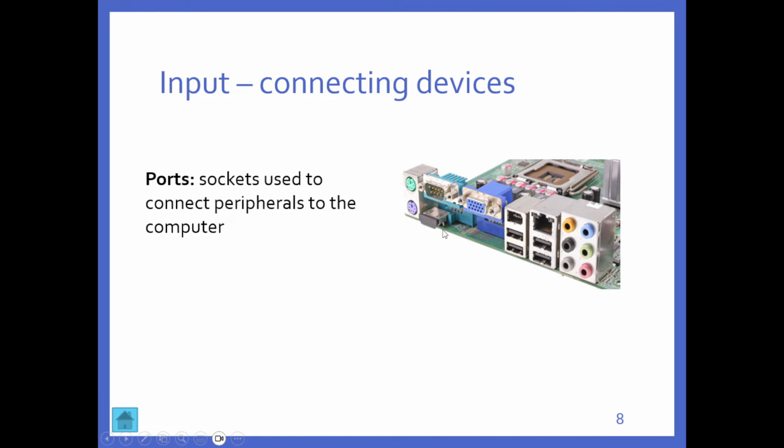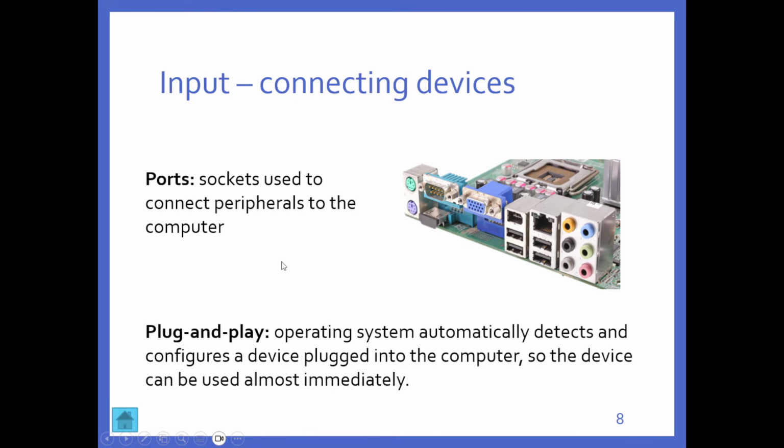Now we have ports, and these are sockets. All of these ports here are sockets used to connect what we call peripherals to the computer. So anything outside of the computer box that connects to any of these is known as a peripheral. Your keyboard, peripheral. Mouse, peripheral. Monitor, peripheral. Printer, peripheral. Anything outside of this box is going to be a peripheral.